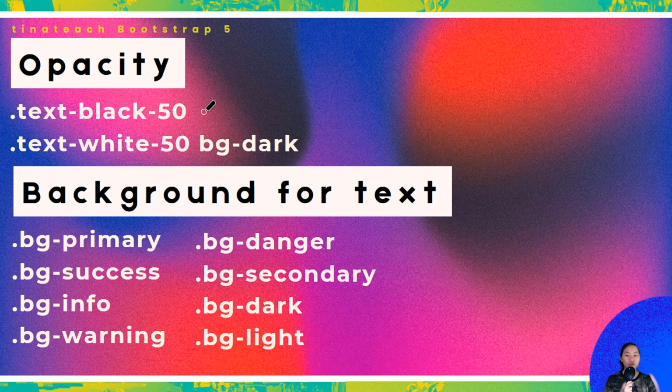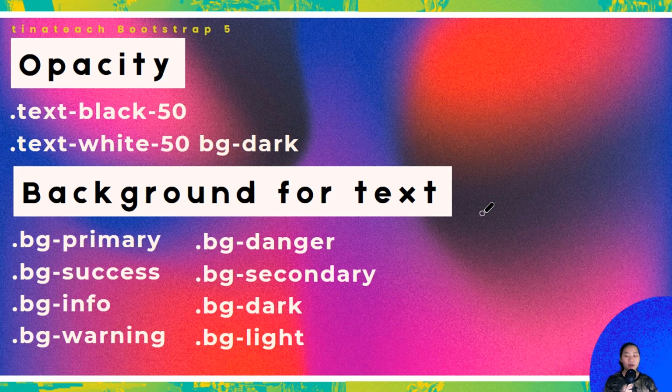Very simply, you just put a number behind, for example, text-black-50, and 50 here refers to 50% opacity. Okay, text-white-50, so the text is colored white and the opacity is 50. bg-dark on a dark background or a black background.